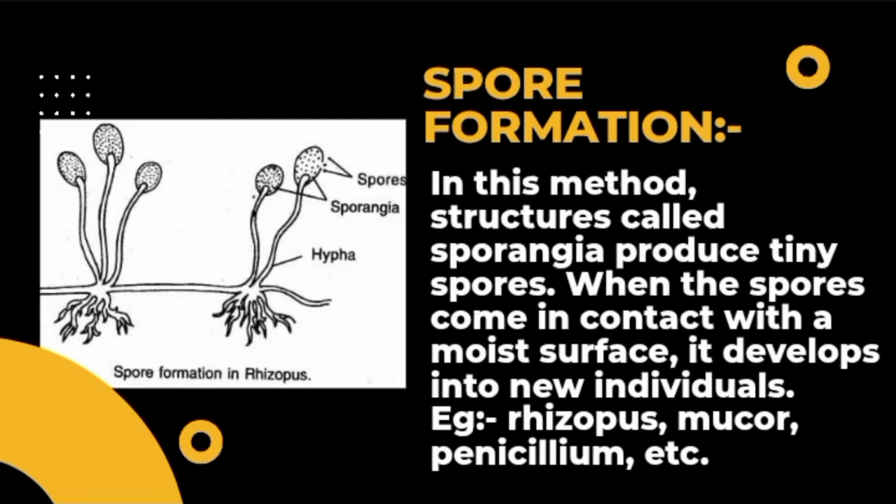So rhizopus is nothing but the fungus which grows on the bread. So on the bread you can see the black colored spores. So that is nothing but rhizopus.